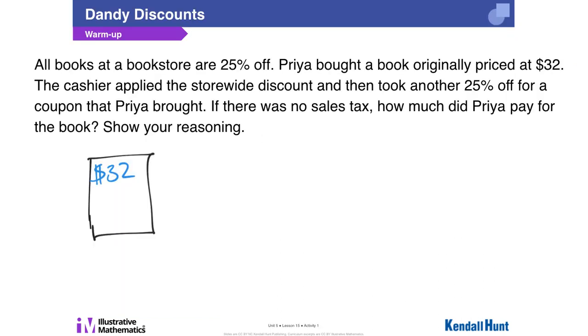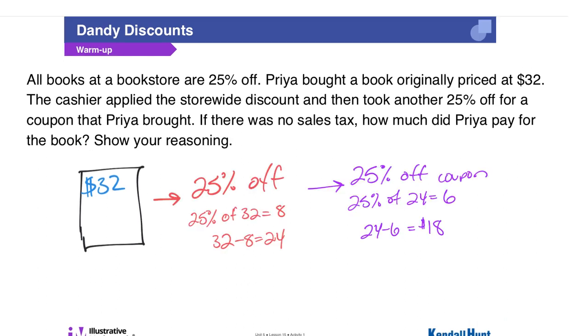In this first problem, you're looking at a book that was originally $32, and then it was 25% off, and Priya is going to use another 25% off with a coupon. And your job is to figure out, if there's no sales tax, how much did Priya pay for the book? One common misconception here is that people will see that we're taking 25% off once and then again and think that that's 50% off. This is not 50% off, and here's why.